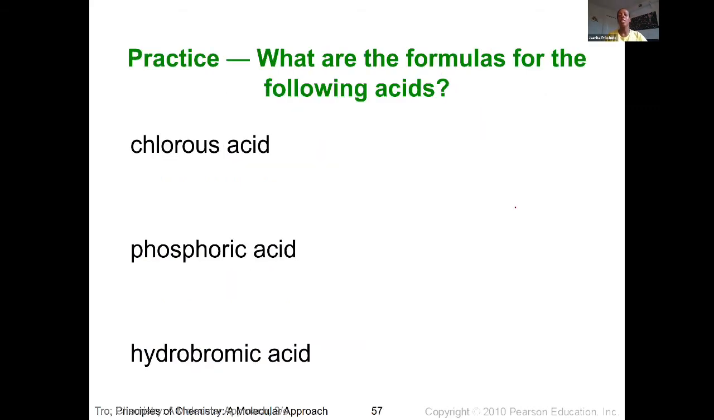So let's try predicting the formulas for the following acids. Chlorous acid: "-ous" and no hydro prefix tells us that we have a polyatomic ion. "-ous" means it ends in -ite, so chlorous would be chlorite. Chlorite is ClO2. It's an acid, so there's hydrogen present. +1, -1. No subscripts are needed because when we cross that down, they would just simply cancel out.